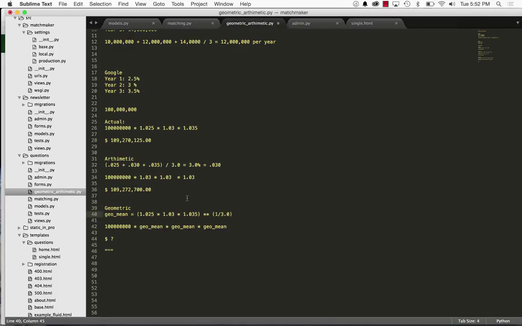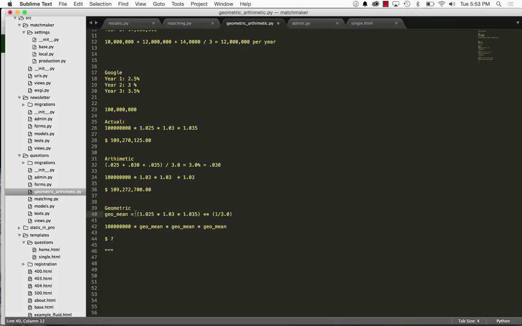So geometric mean, this is how you actually define and calculate geometric mean: you multiply each one of those percentages and then you take it to the nth root. In this case we have 3 numbers, so we take it to the 3rd root, or the cubed root.